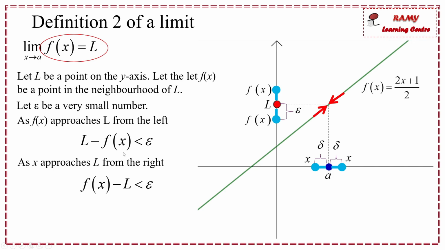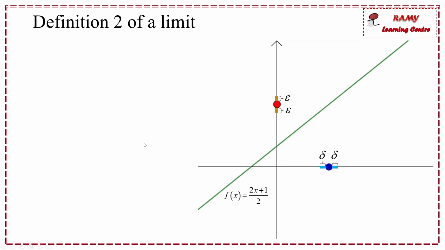Since both L minus f of x and f of x minus L are lengths, we can replace them with modulus of f of x minus L. Or in other words, we have modulus of f of x minus L is less than epsilon. So the second definition of a limit goes like this.